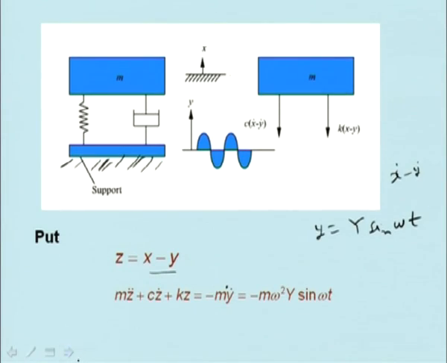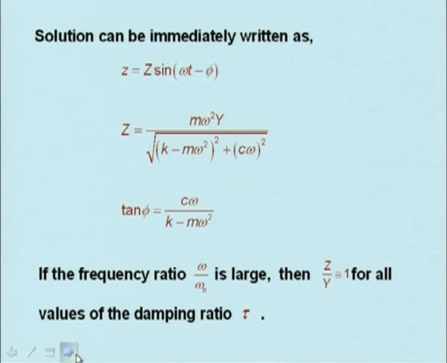This type of thing we have already done. It is like a force: instead of the force F0 sin omega t, now we are having m omega square Y. So m omega square Y is like a force. So Z is equal to m omega square Y divided by the square root of (k minus m omega square) whole square plus (c omega) square, and tan phi is equal to c omega divided by k minus m omega square.